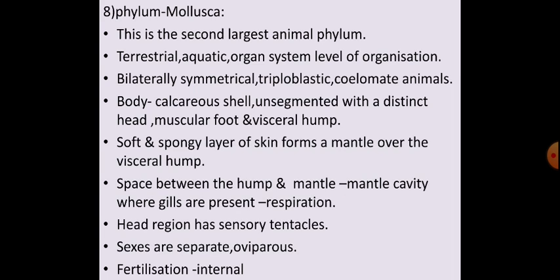So they are terrestrial, aquatic, found in marine or fresh water, having organ system level of organization. Bilaterally symmetrical, the body is divided into halves. Triploblastic. Then coelomate animals. Triploblastic and coelomate animals.